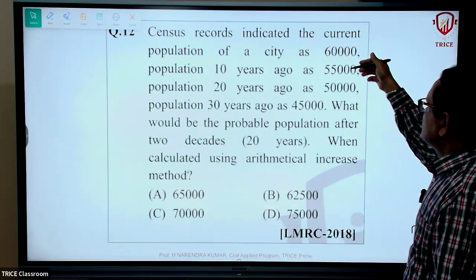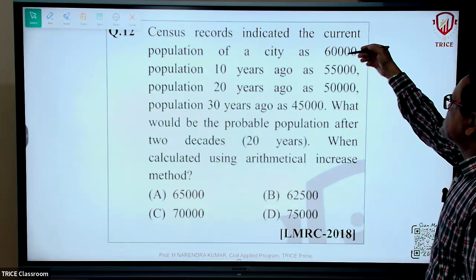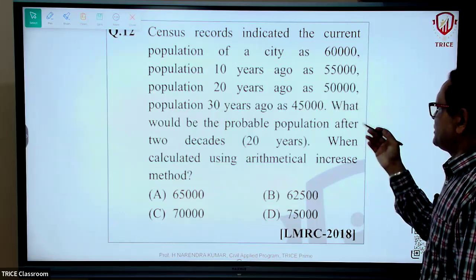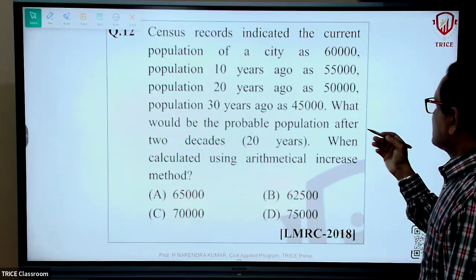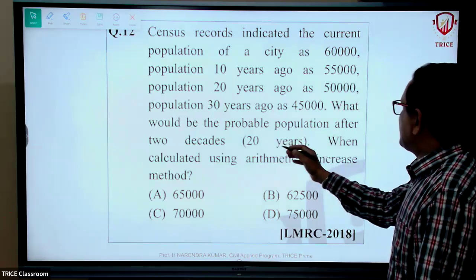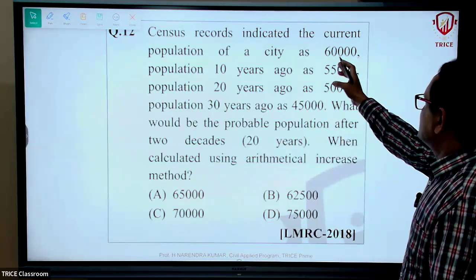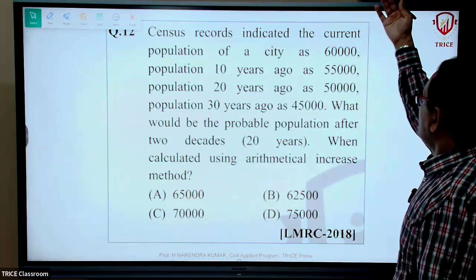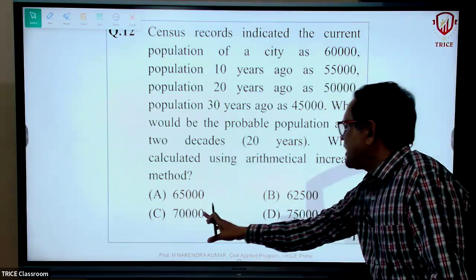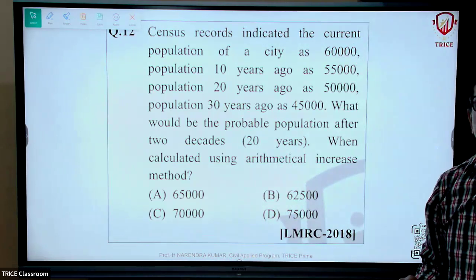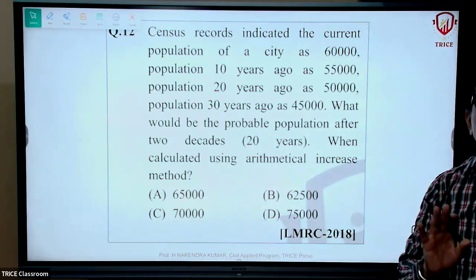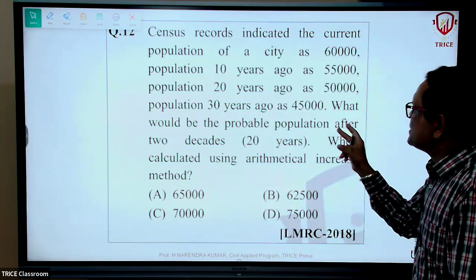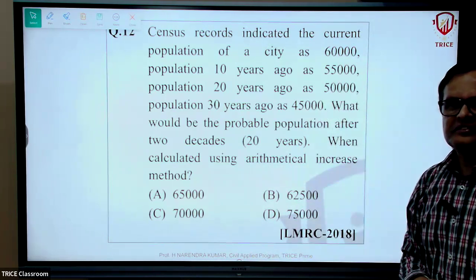What is the increase? 5,000. 55,000 to 60,000. What is the increase? 5,000. So what is the average increase? 5,000. Right? So 20 years, 2 decades. It was 60,000. Next 1 decade, 65,000. Another decade, 70,000. So directly I can choose. I never worked on the problem statement. Sometimes the answer is there in the problem statement itself.